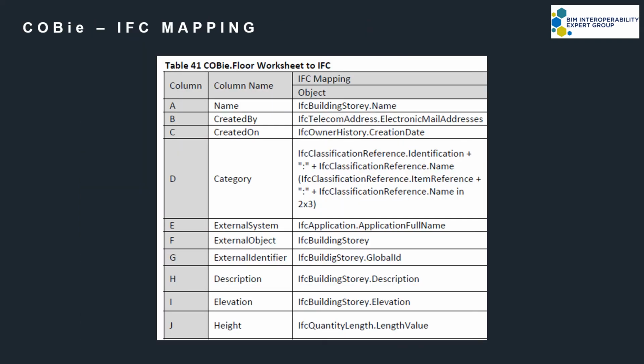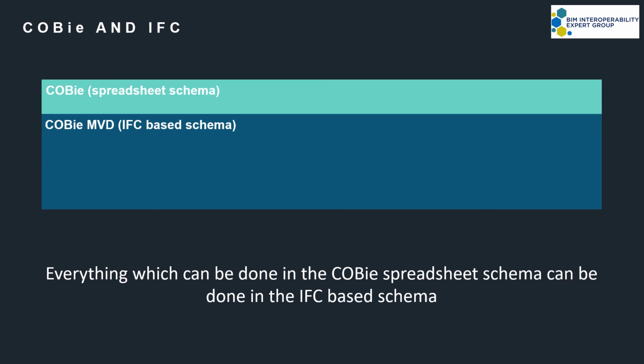But this doesn't cause an issue because there is a full mapping between the two schemas, so IFC is always maintained and hidden in the background. Think of the IFC schema as being fully digital and the COBie schema a bit more analog because the relationships are more manual. So in a crude sense, the COBie spreadsheet representation just adds another layer of schema on top of IFC, which can fully talk to each other. Everything which can be done in COBie spreadsheet schema can also be done in the IFC-based schema.